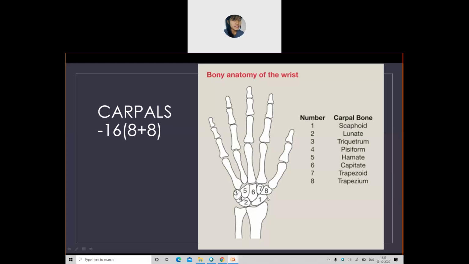And next is carpals. So these are the carpals. Okay, so in the carpals, how many bones you'll be getting? 8. 1, 2, 3, 4, 5, 6, 7, 8. So in this hand, 8 bones, and the other hand you'll be getting 8. So 8 plus 8, 16. So 16 number of carpal bones you'll get. Okay.